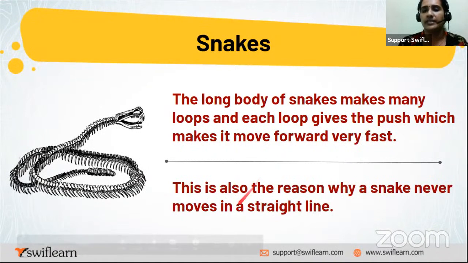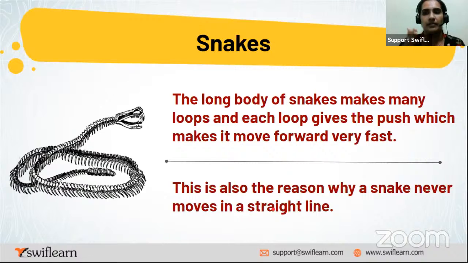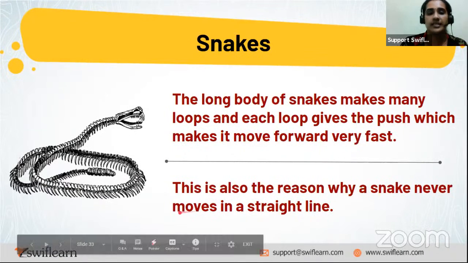This is also the reason why a snake never moves in a straight line. Have you seen anywhere that a snake is moving in a straight line? No, it never moves like that. It always moves like this, because of the support they need. They make the loops, give a push and move very fast. So that is about the snake.